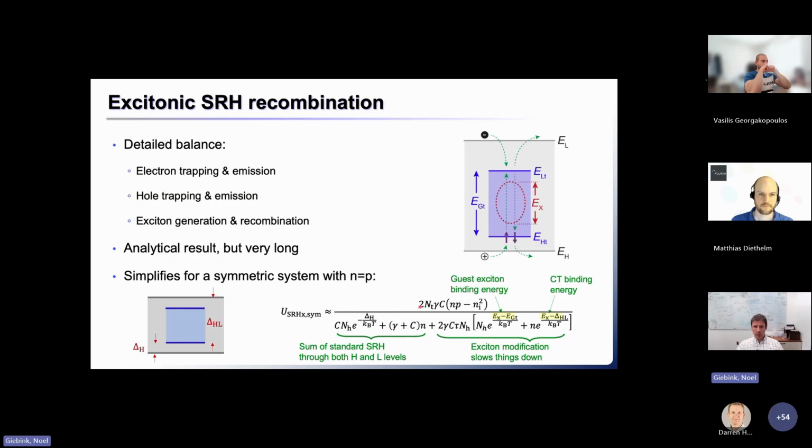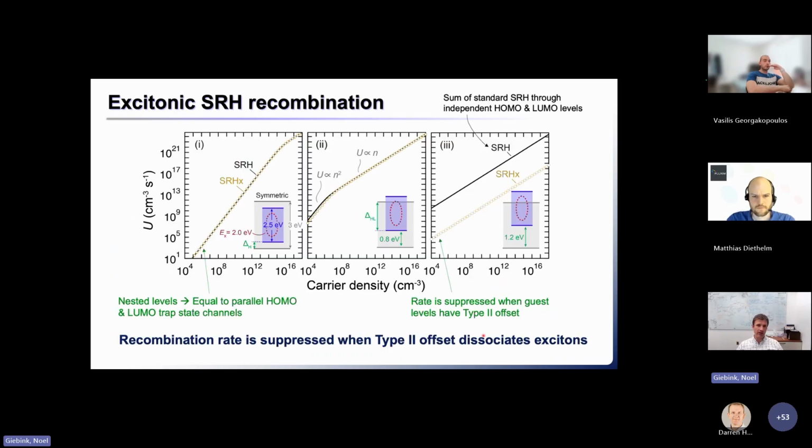And in that case, the numerator looks exactly like your Shockley-Read-Hall expression, but your denominator has a little bit more. So the term on the left over here corresponds to standard Shockley-Read-Hall recombination through the parallel combination of the LUMO and the HOMO. So this is just treating the LUMO and the HOMO as two independent trap levels. But then there's this additional contribution in the denominator that depends on things like exciton binding energy on the guest, as well as the CT binding energy of the guest-host system. And in general, this term slows things down. And so the impact of including excitons in Shockley-Read-Hall recombination is that it slows down the recombination rate.